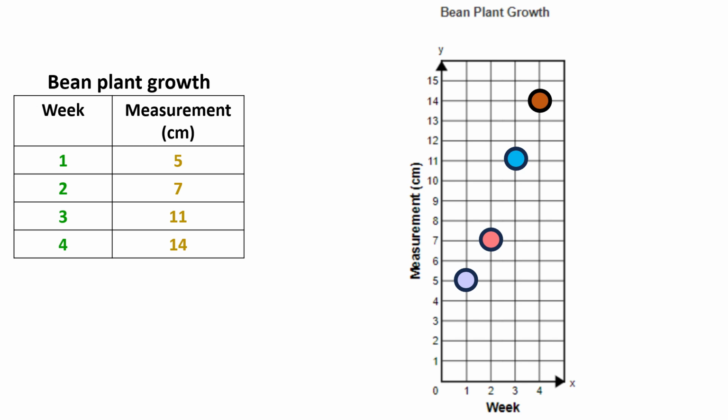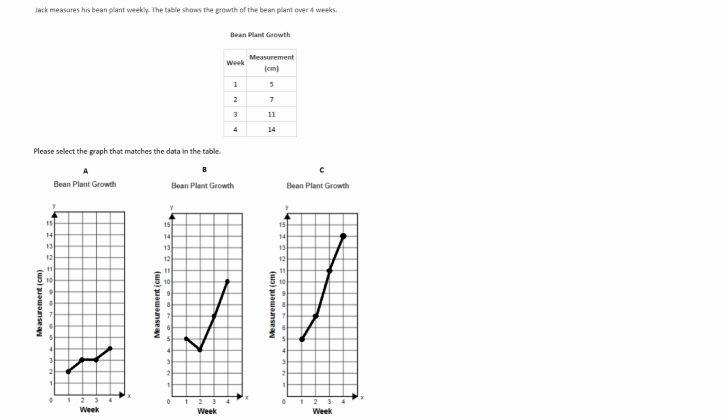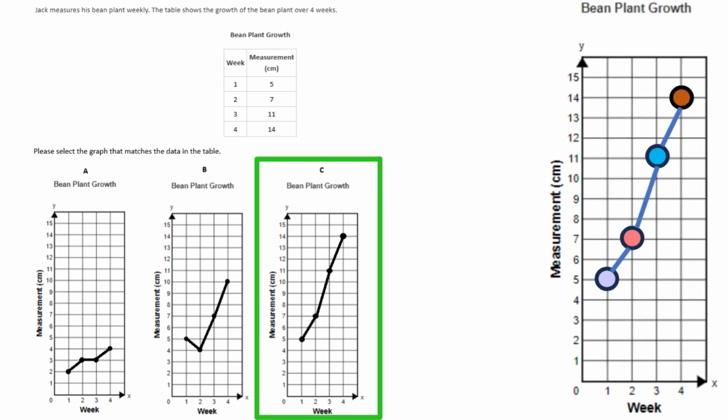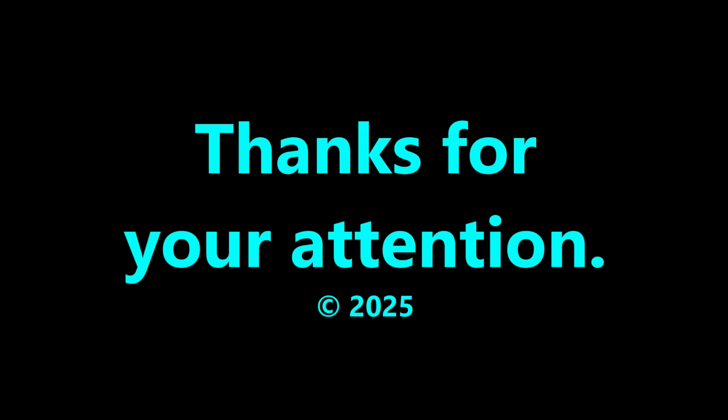Now we can connect the dots. We start on the left and move to the right. This is our completed graph. It shows all of the points plotted on the grid. Let's return to the question. We'll put a picture of our graph on the screen. Choice C looks the same as our graph. Choice C is correct. Thanks for your attention.